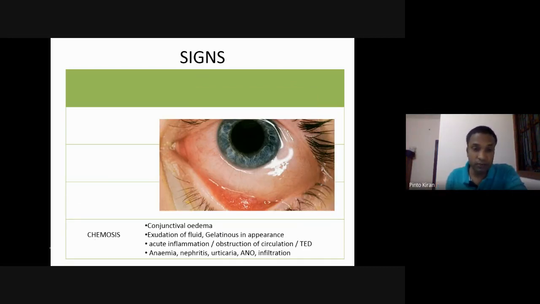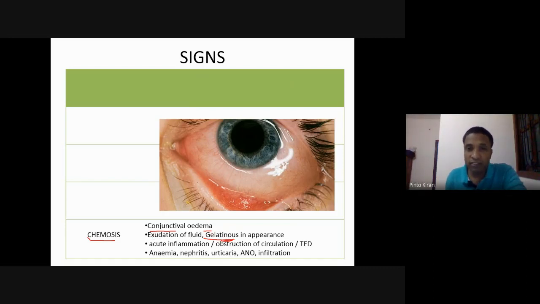And what is the last sign of the conjunctival problem? That is the chemosis. Chemosis means conjunctival edema. Okay, where do you see the conjunctival edema? How does it look? If you look at the conjunctiva, it will be swollen and gelatinous in appearance, because of the exudation of fluid.